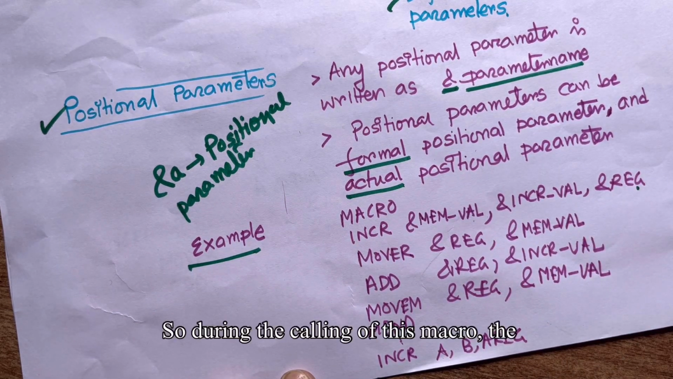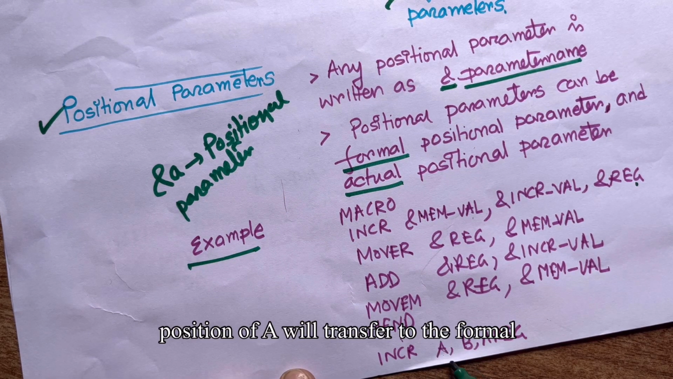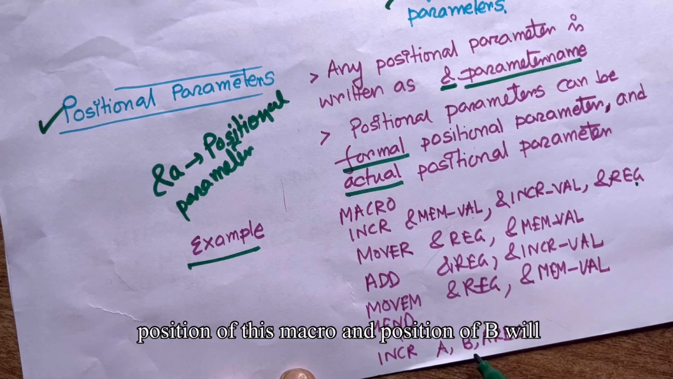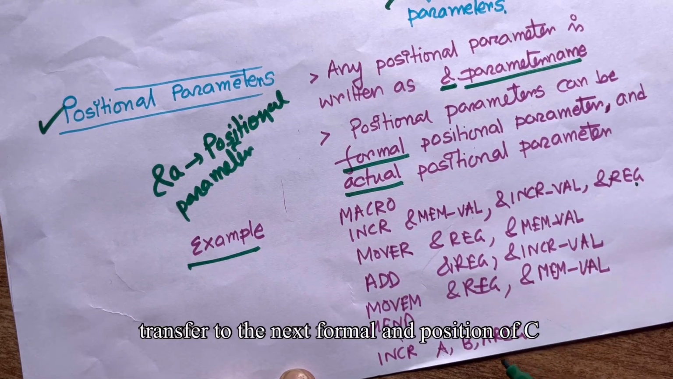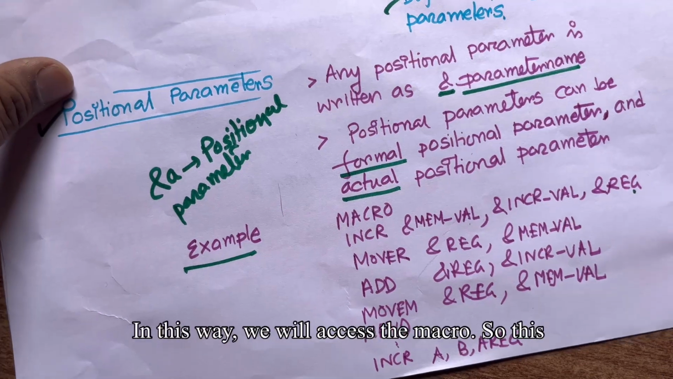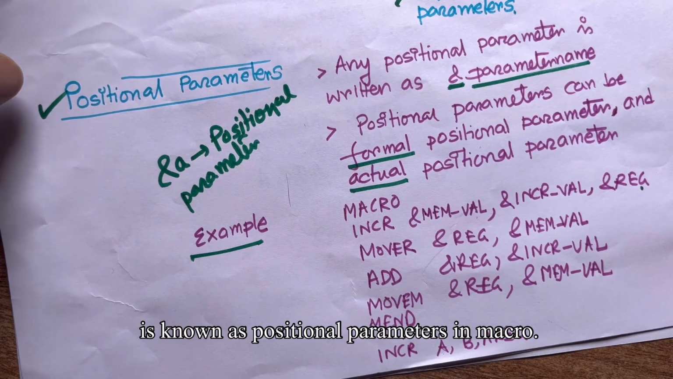So during the calling of this macro, the position of A will transfer to the first formal positional parameter of this macro, and position of B will transfer to the next formal, and position of C will transfer to the next formal. In this way, we will access the macro. So this is known as positional parameters in macro.